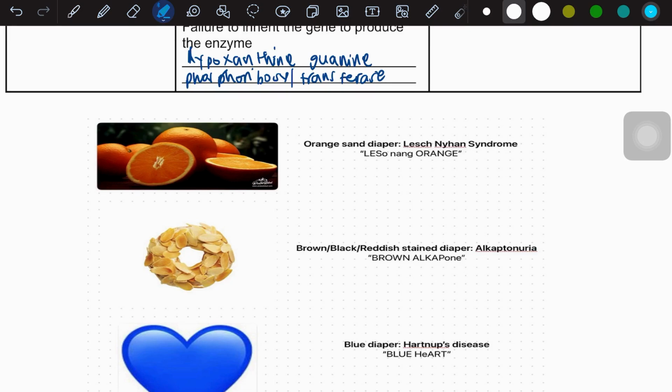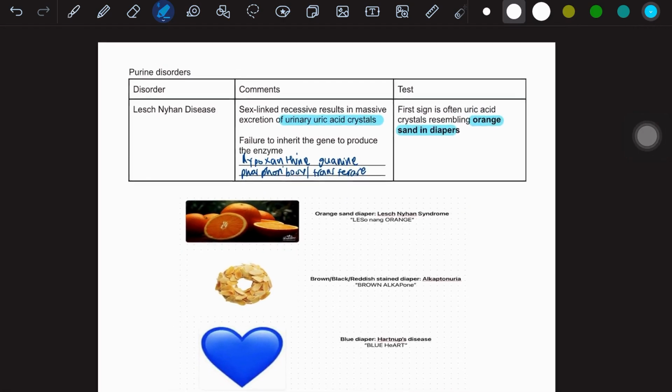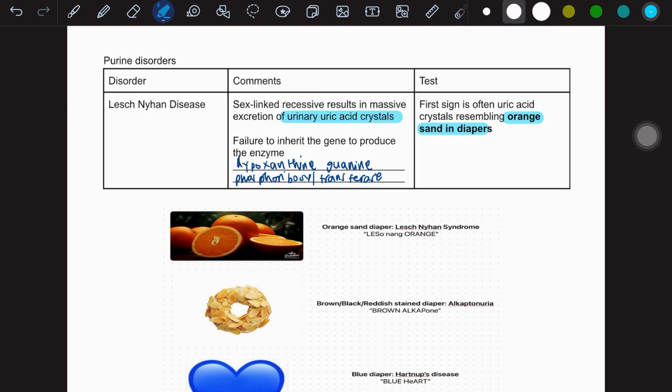So what about Hartnup disease? You can use a blue heart as the mnemonic. So I hope that will help you remember the different diaper discolorations in the clinical microscopy.